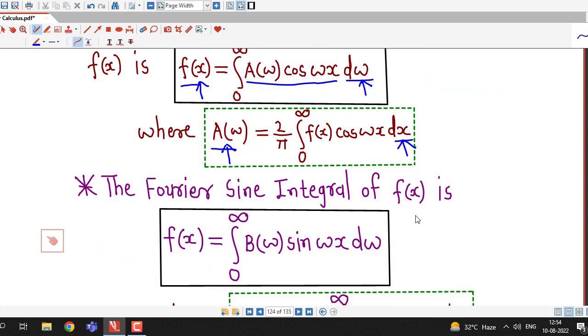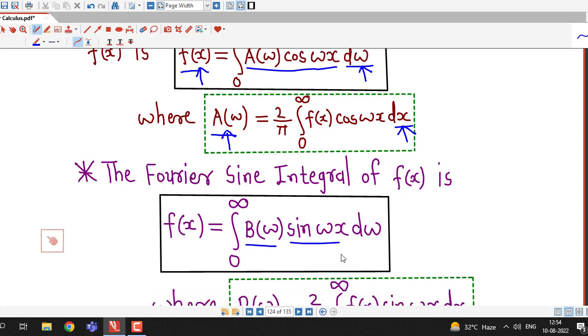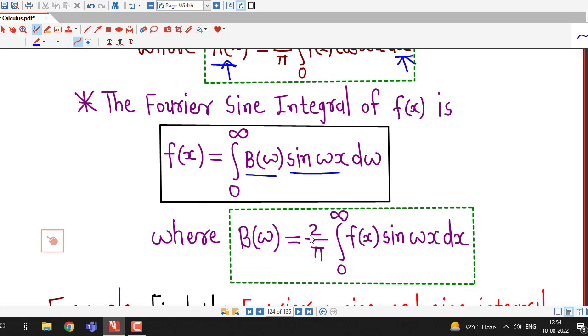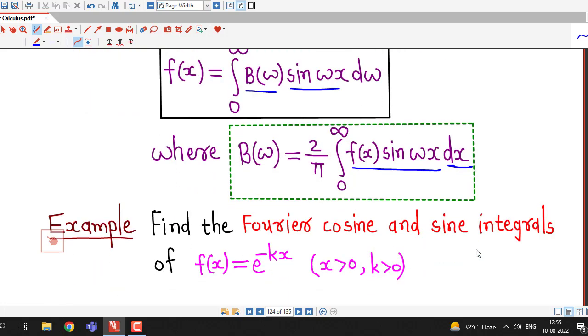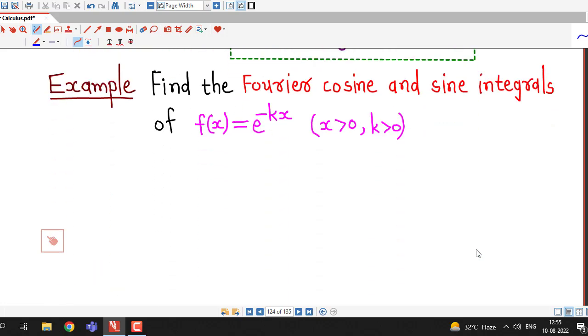Similarly, Fourier sine integral of f(x) is given by integral from 0 to infinity B(omega) sin omega x d omega, where B(omega) is 2 divided by pi integral 0 to infinity f(x) sin omega x with respect to x. Now we discuss this example. Find the Fourier cosine and sine integrals of function f(x) equal to e raised to minus kx, where x is positive and k is also positive constant.